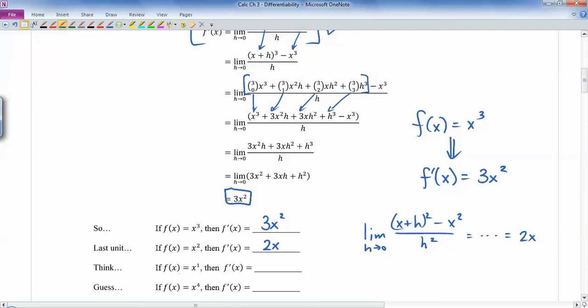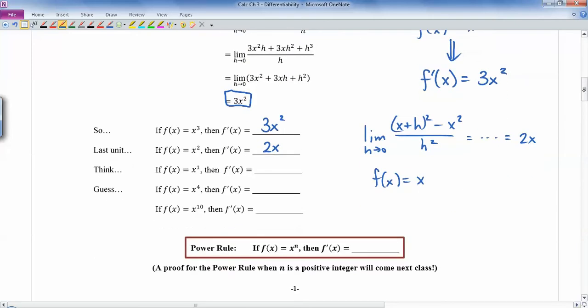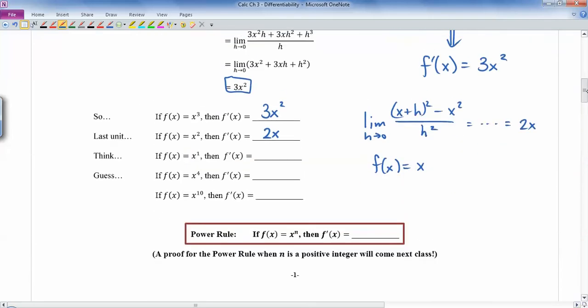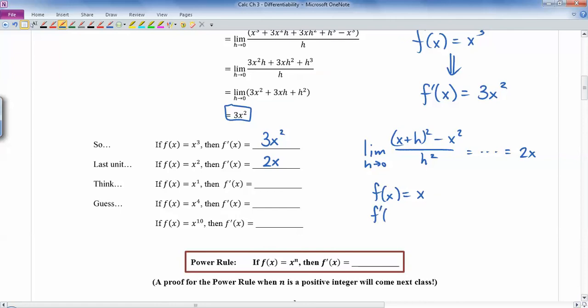Now, think about what happens if f of x equals just x. Well, you already know the slope of it. It's in mx plus b form. So if I asked you what's the slope of x, well, the slope is 1. So this one's going to be a 1 right here.